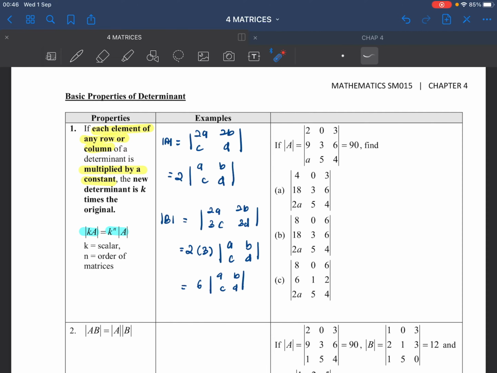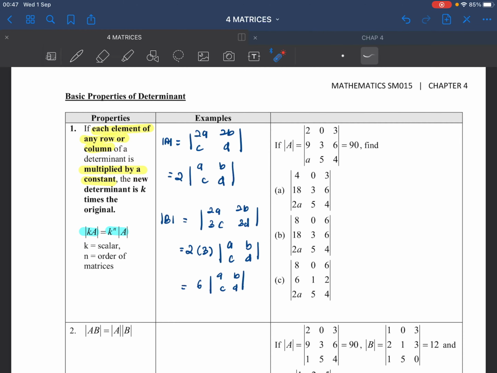Nampak macam complicated, tapi tak apa. Kita terus pergi kepada example kita. Let's see. We have determinant of matrix A equals to 90. So that is what we have. For question A, find the determinant of this. So apa kaitan dia dekat sini? Dia kata if ini, find ini. So kita tak boleh guna formula 3 by 3 matrix lah sebab dia suruh guna yang ini.